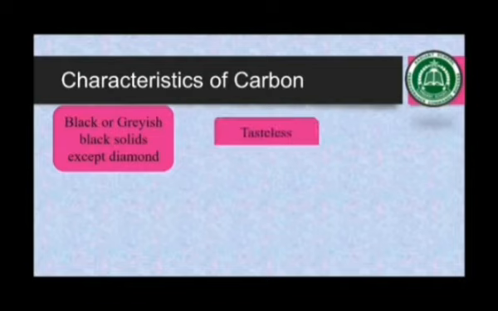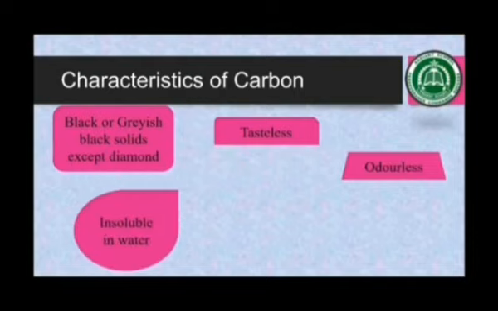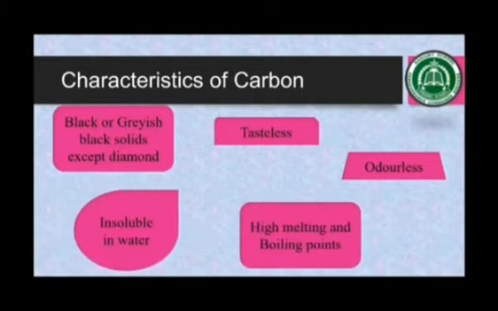Different colors of diamond are shown here. Carbon forms are tasteless, they don't have any taste. They are odorless, they don't have any smell. They are insoluble in water, and they have high melting and boiling points. Different forms of carbon have high melting and boiling points, and they are insoluble in water.